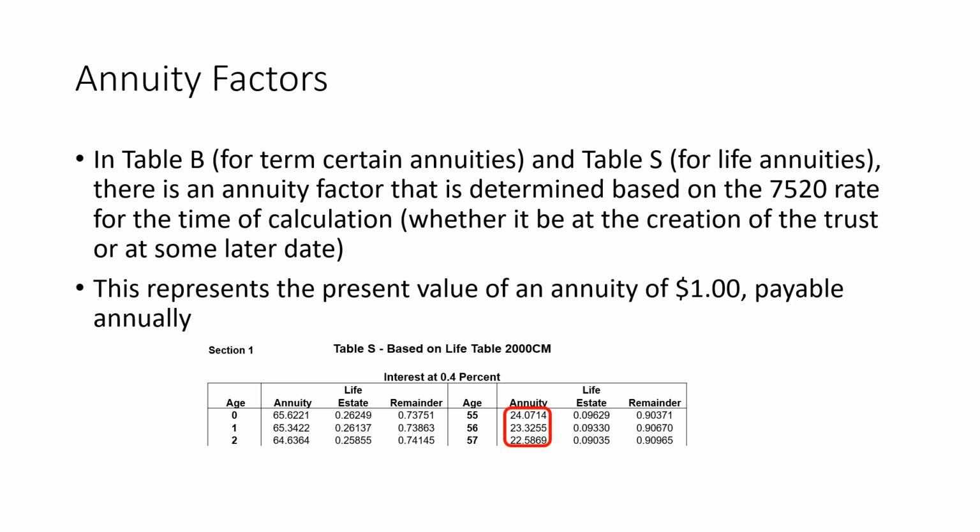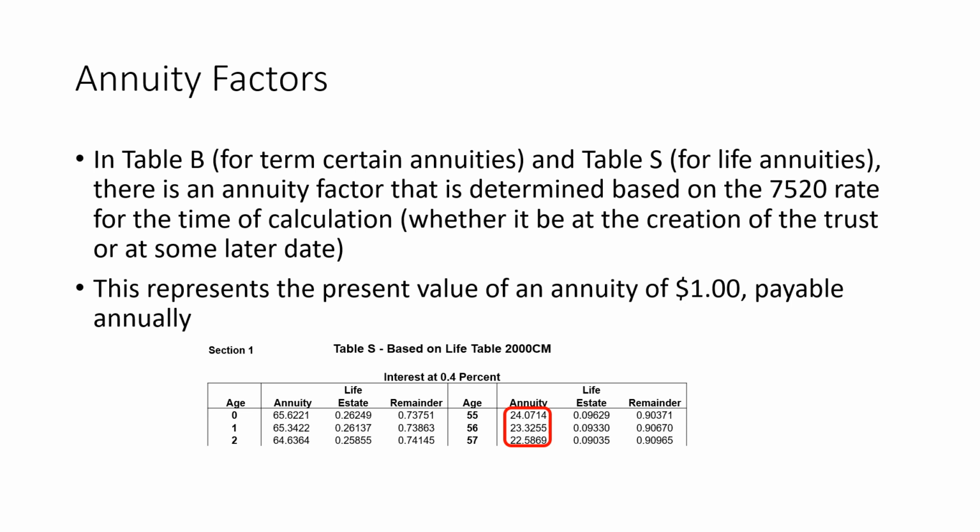Now, first, we're going to look at annuity factors. As we talked about in the last class, for term certain annuities and for life annuities, you use Table B and Table S respectively to find an annuity factor that will be used to calculate the present value of that annuity. And that's based on the 7520 rate at the time of calculation and based on the age of the annuitant if it's a lifetime annuity. So this factor represents the present value of an annuity of $1 payable annually.